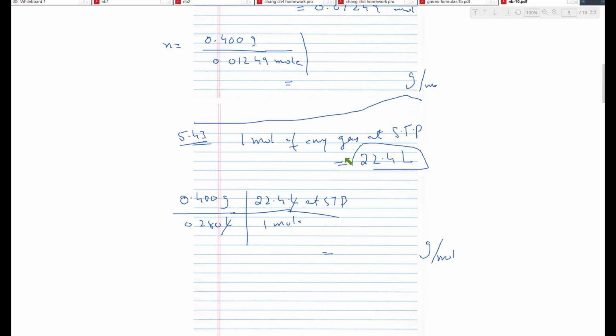So if that many grams contain this much liter, how many grams will occupy 22.4 liters? That will be the molar mass. Wow, that's really good. 5.47. Okay.